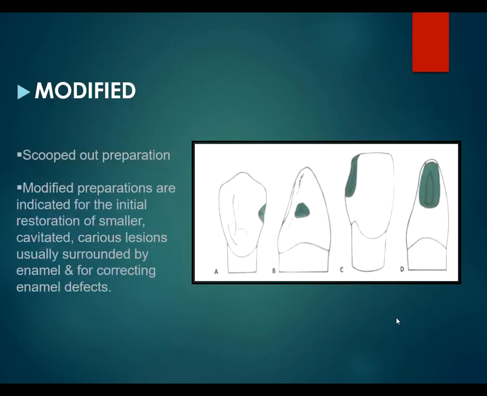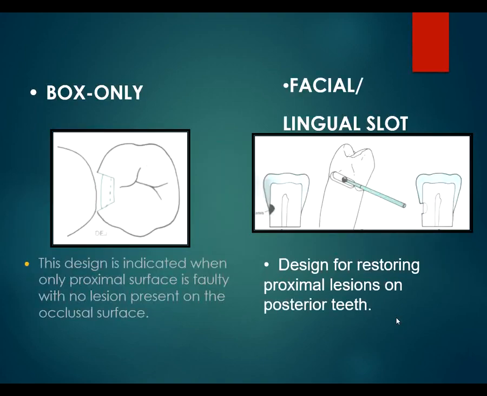Modified preparations are also called scooped out preparations. Modified preparations are indicated for the initial restoration of smaller cavitated carious lesions, usually surrounded by enamel, and for correcting enamel defects. In the picture you can see a box-like preparation. This design is indicated when only the proximal surface is faulty, with no lesion present on the occlusal surface.